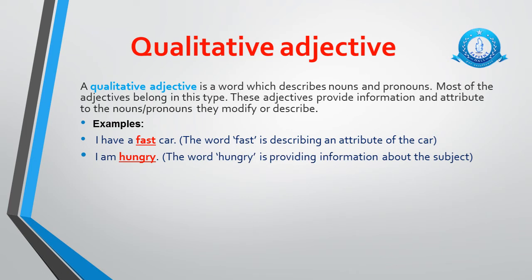I am hungry. The word hungry is providing information about the subject. The hungry cats are crying. I saw a flying eagle. Now, in these examples, fast, hungry, and flying are qualitative adjectives as they are qualifying nouns and they are telling the quality of that very noun.